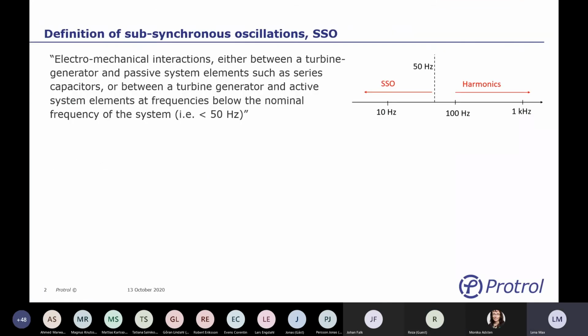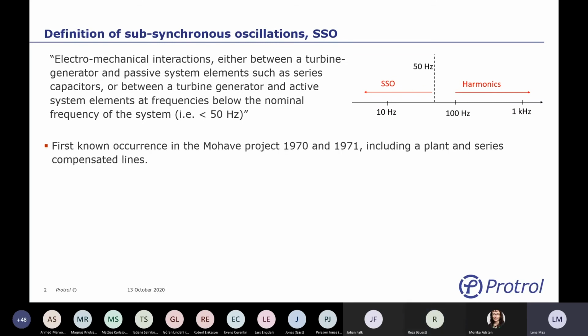Starting with the presentation, I want to define what a subsynchronous oscillation is. It is an electromechanical interaction, typically between the shaft of a large synchronous generator and an electrical system that could either be a passive element such as a series compensated line, or an active component such as a voltage source converter or something similar. These oscillations are at frequencies below the nominal frequency of the system.